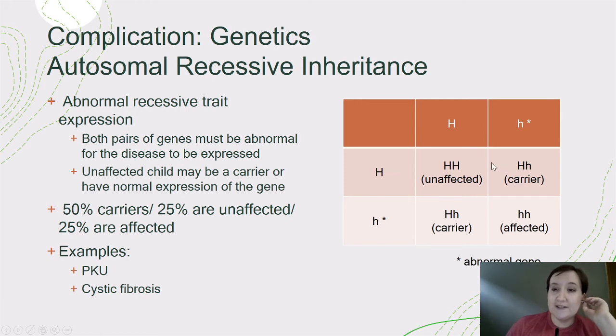Now, with that being said, 25% are not affected at all. 50% are carriers, and 25% are the affected child. Many of these children have had no family history of the disorder. Well, why? Because their parents were both unaffected carriers.